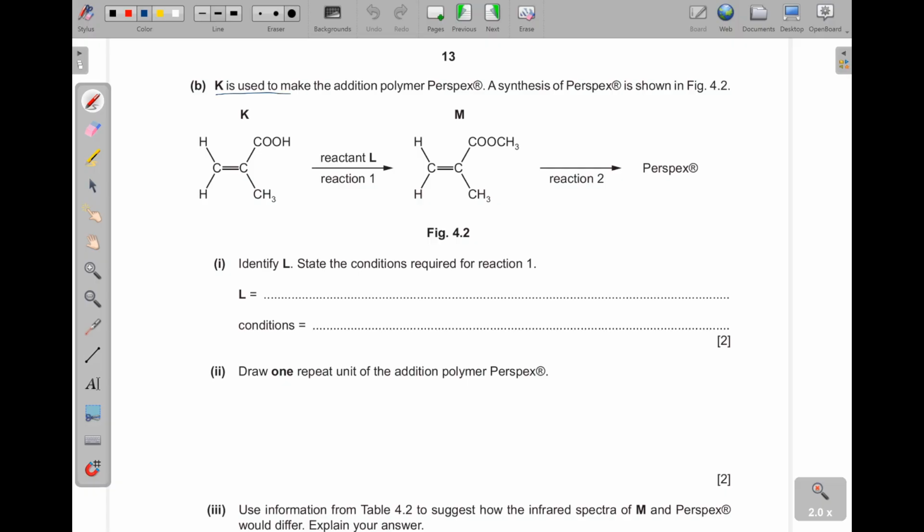Part B, K is used to make the addition polymer, Perspex. A synthesis of Perspex is shown in this diagram here. Now, this one, they react with reactant L, and then we see something like this. But you can see this is a carboxylic acid. This one comes to an ester. That means they reacted this one with an alcohol.